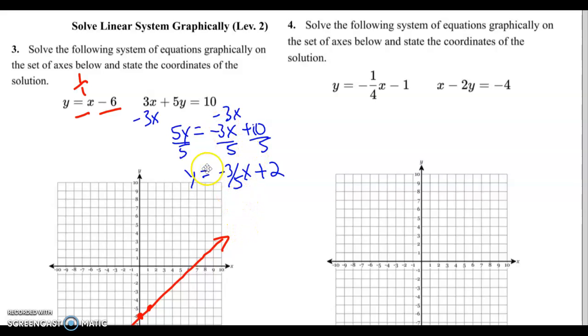Okay, now I'm going to go ahead and graph the blue one here. So I'm going to go to 2 on the y-axis. And I've got a slope of -3 over 5. So I'm going to go down 3 and then to the right 5. And then I'm going to draw my line. Okay, now that point is going to be (5, -1). So that's my answer.